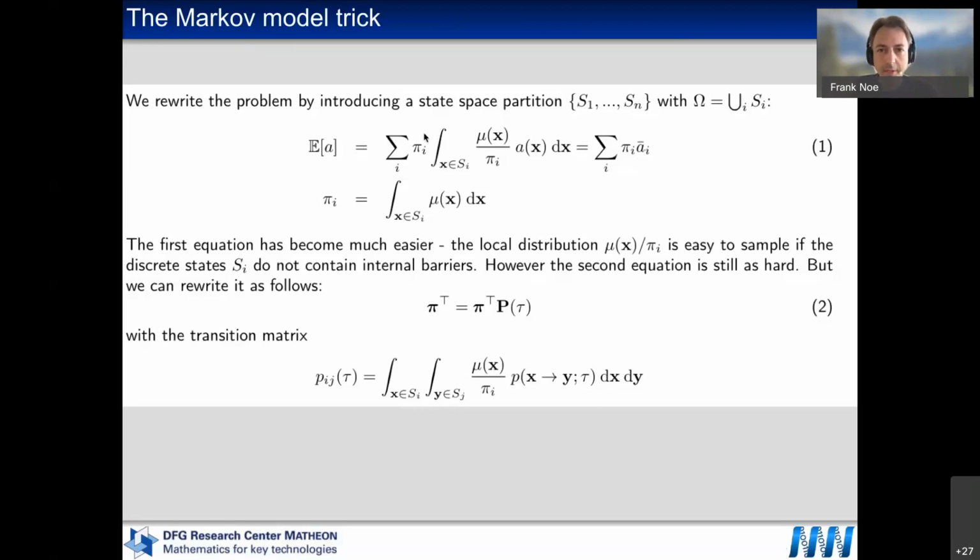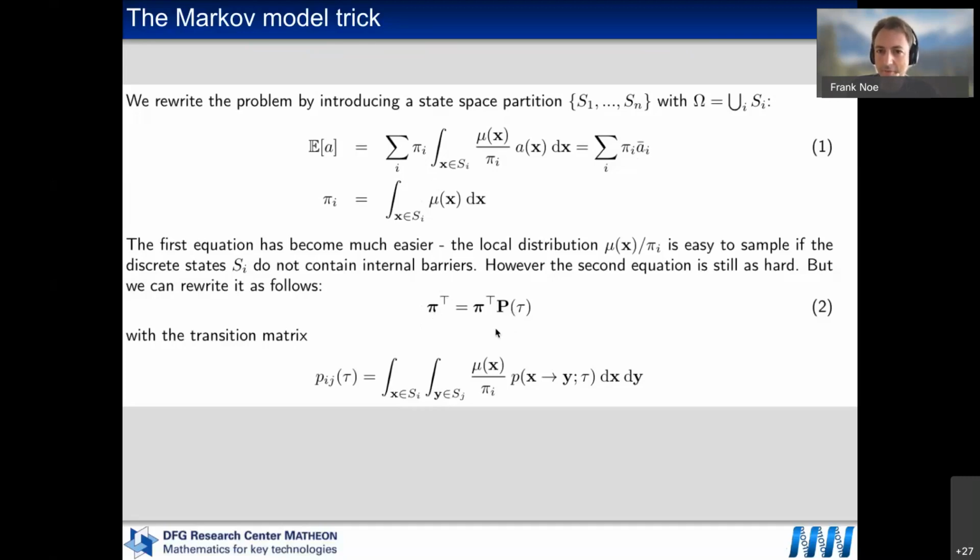So the problem has now shifted to computing this pi, the probability that we are in each state in equilibrium. But for these pi's, we can derive another equation. So we can find that the probability to be in any of these states, I'll just write all of the pi's as the probability vector, bold pi. This pi is the equilibrium distribution of a Markov chain.